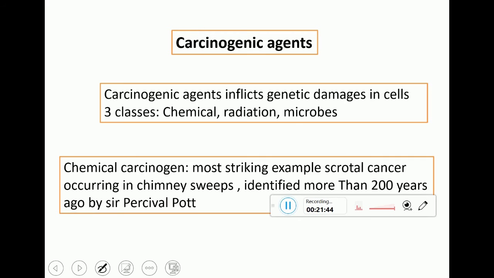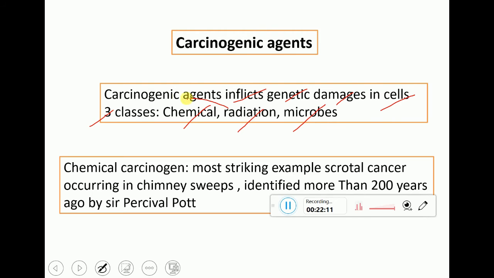Now, moving on to the carcinogenic agents. What are carcinogenic agents? Carcinogenic agents inflict genetic changes or genetic damage in the cell. Basically, these are the agents or environmental exposure factors which can cause cancer in a particular human individual. There are basically three types of carcinogenic agents. One is chemical, another one is radiation, another one is microbes.